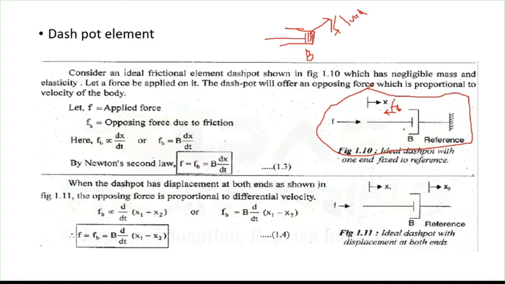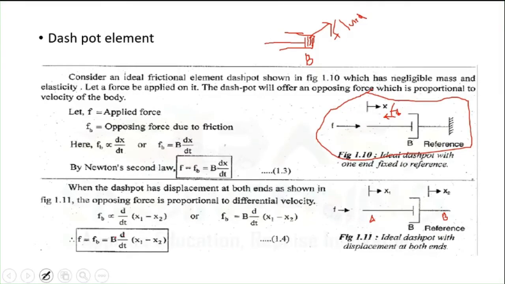Now we have to consider a different scenario where the dashpot has two displacements at different ends. At point A there is a displacement x1, and at point B there is a displacement x2. What will be the total force? The equation will be B into d by dt of x1 minus x2. Is it clear? Any doubt?